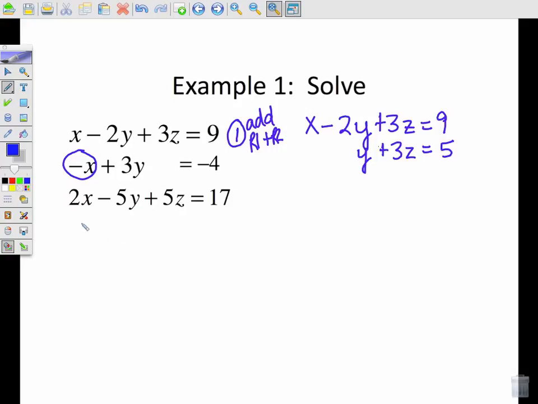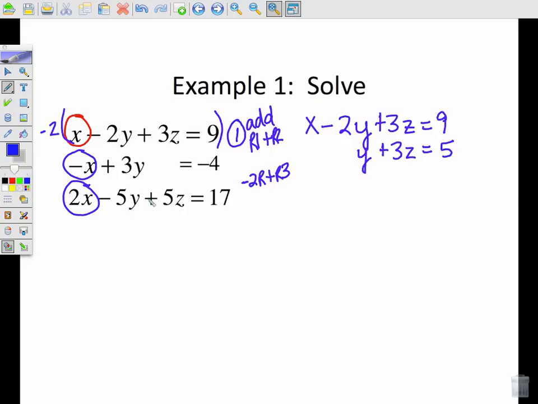I also want to eliminate the 2x, so for this step 1, I multiply negative 2 times row 1 and add it to row 3. What that's going to do is eliminate my 2x. So you're going to use this x to eliminate the x's below it. Negative 2 times x added to 2x is 0. This is what we're doing here, multiplying by negative 2 and adding.